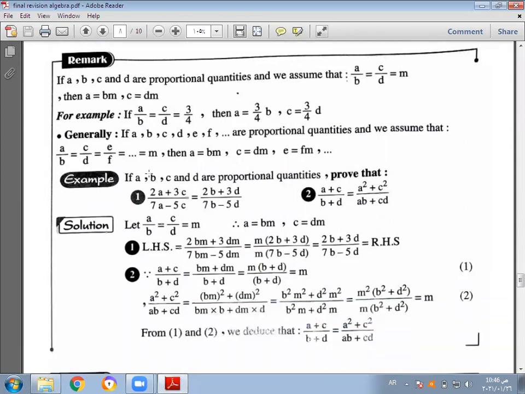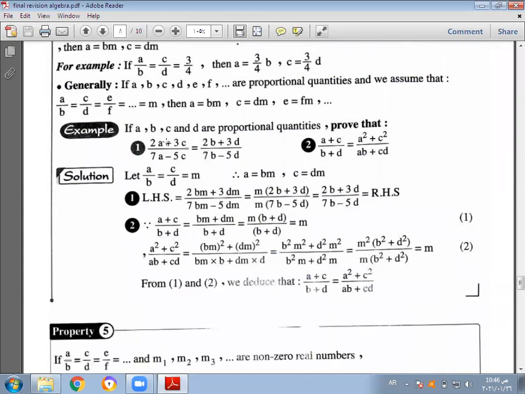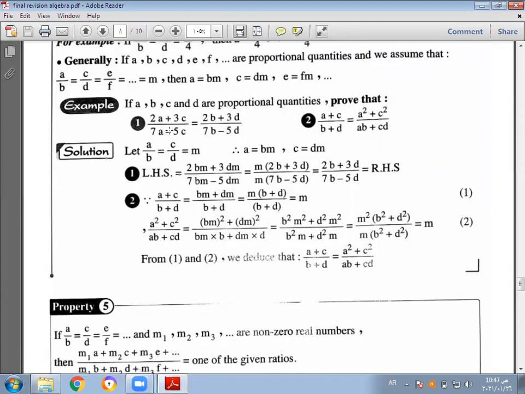There are a lot of examples. Let's take an example. If A, B, C, and D are proportional quantities, prove that (2A plus 3C) over (7A minus 5C) equals (2B plus 3D) over (7B minus 5D). A, B, C, D are proportional, so A over B equals C over D equals m. This means that A equals Bm and C equals Dm. The left-hand side: (2bm plus 3dm) over (7bm minus 5dm). By simplifying, equals (2b plus 3d) over (7b minus 5d), equals the right-hand side.